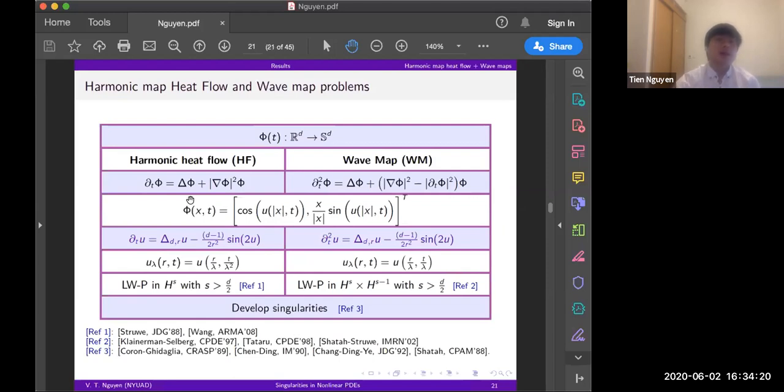Today I will talk about the existence of blow-up solutions for a class of co-rotational solutions. We consider a solution of this form, which turns the harmonic heat flow equation into this semilinear heat equation, and turns the wave map equation into this semilinear wave equation with singular nonlinearity. And here the local well-posedness result was obtained long time ago by Struwe, Guan, and many other authors.